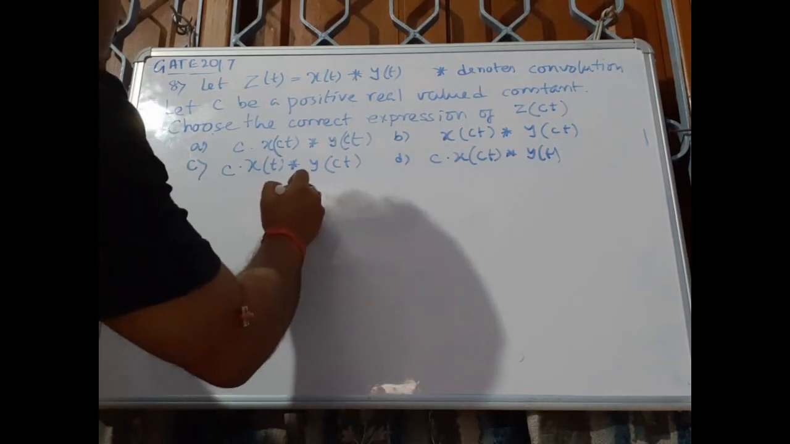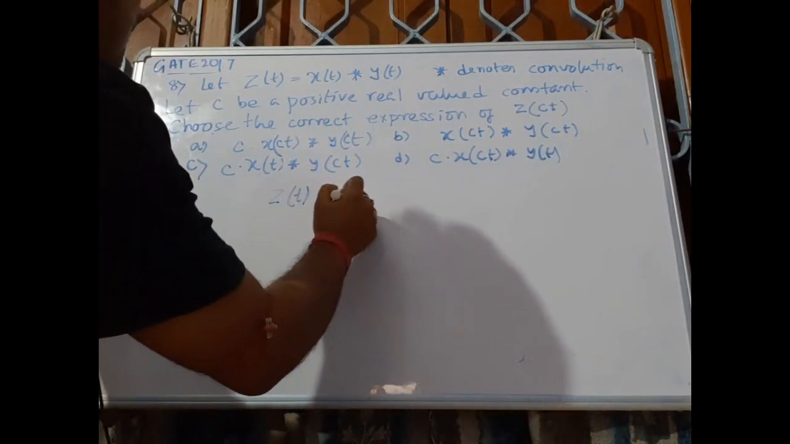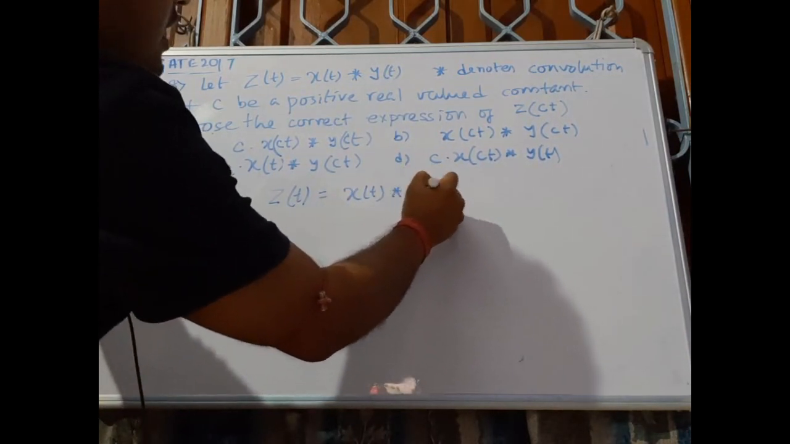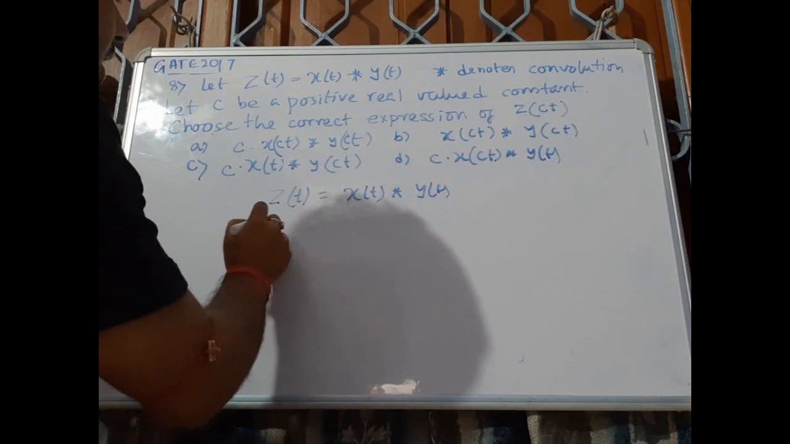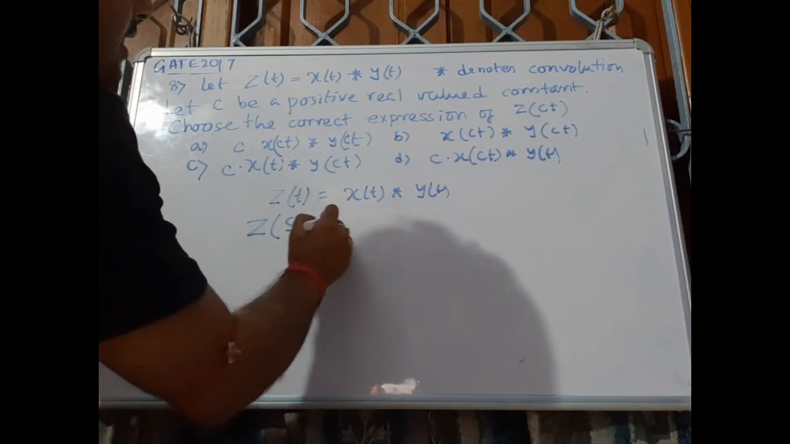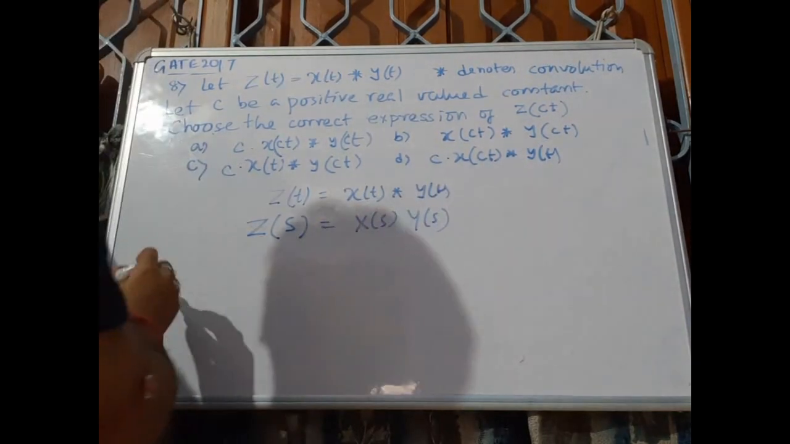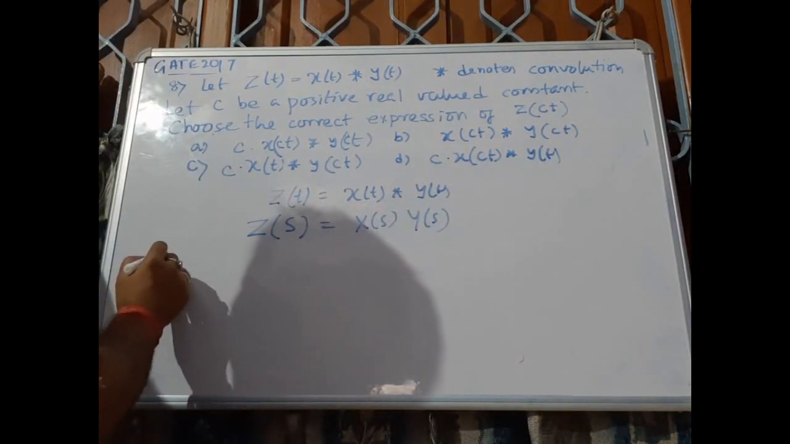Now, what we get from the question, z(t) is x(t) convolution y(t). Now, if I apply the Laplace transform, we have Z(s) equals X(s) into Y(s), right?